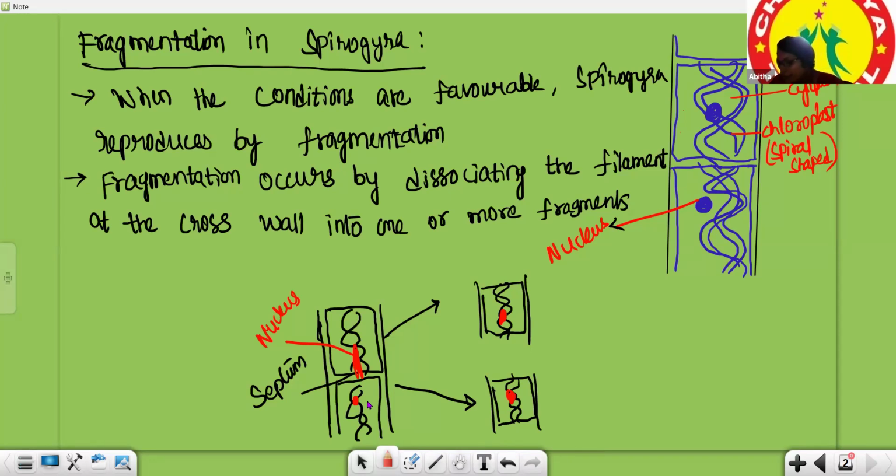This fragmentation sometimes may happen due to injuries as well. Whenever injuries happen, in that case also a fragment can be separated. Even a small piece of fragment can give rise to a new individual.